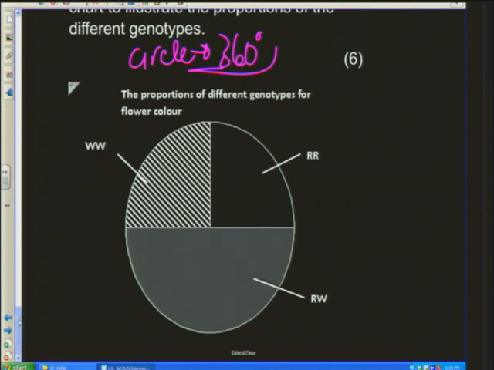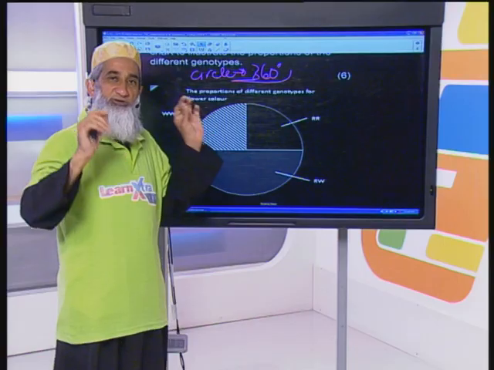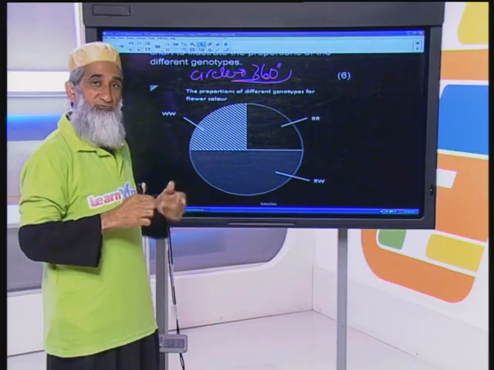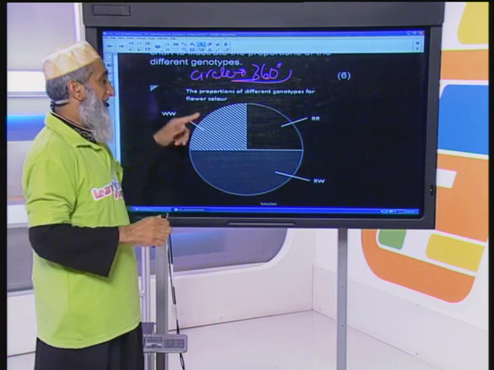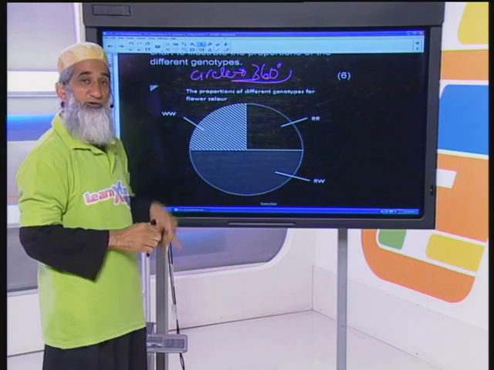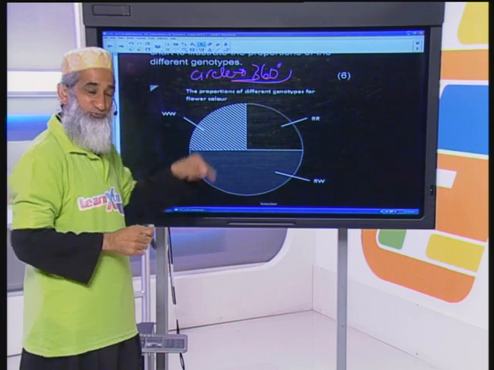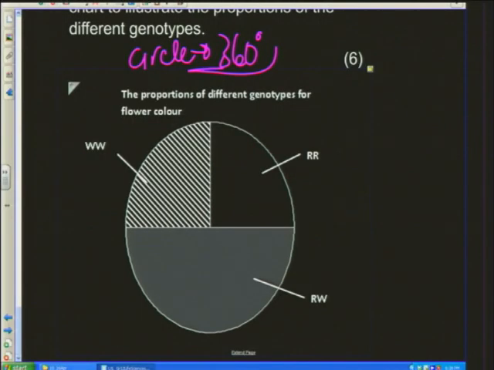This one is a very easy one, so you don't have to go into the details because it's showing you that the two small ratios are 1 is to 1 and the other one is double of that. So in other words, half of the circle must be of the 1 and the other half must be divided into 2 for each of the other two. 1 is to 2 is to 1. That's how we got to this one here.